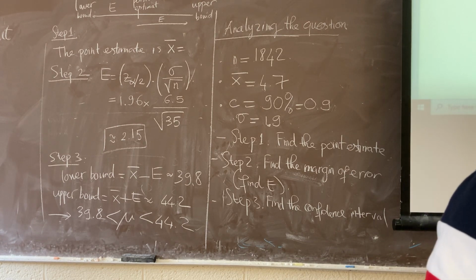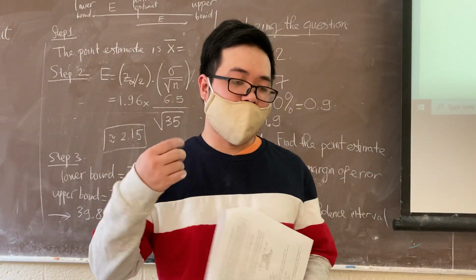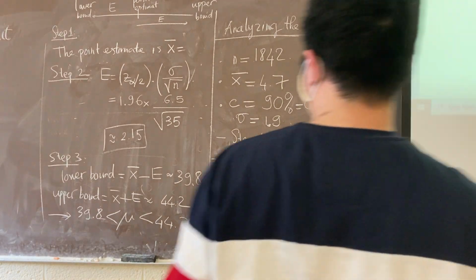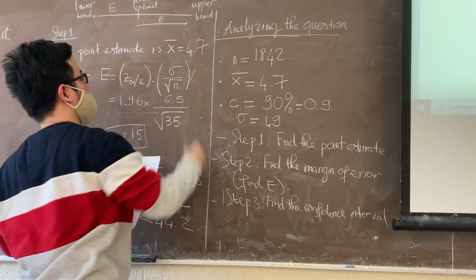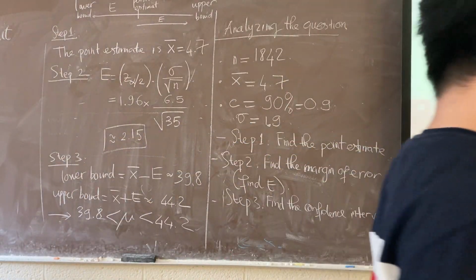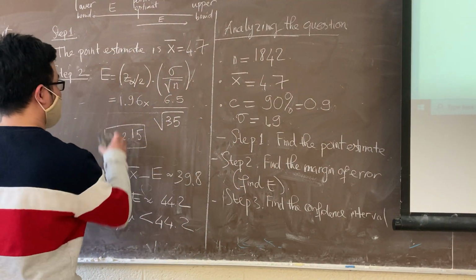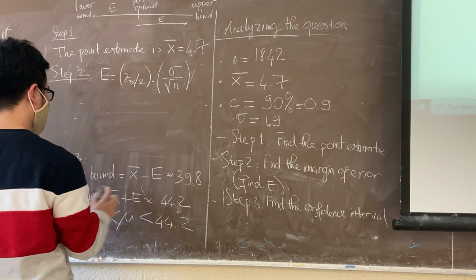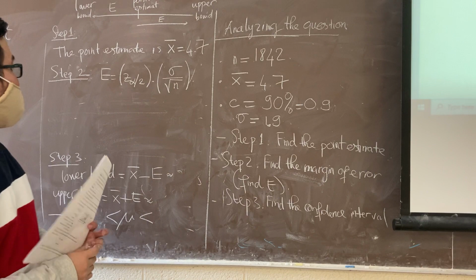Yeah, exactly. When you have the three conditions satisfied, the point estimate is exactly the sample mean. So the point estimate is the sample mean, here 4.7. And in step 2, we need to find the margin of error. We will apply this formula. We will find the critical value.